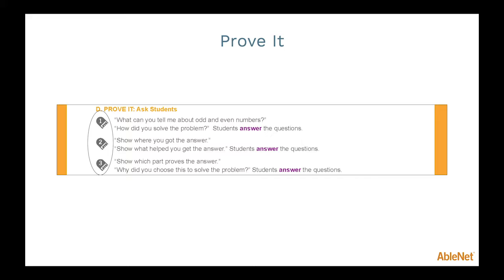At Level 2, students show where they got the answer and also show what helped them get to the answer. And at Level 3, students show what part proves the answer and why. They will also answer the question, "Why did you choose this to solve the problem?" This challenges students to think critically about their own problem-solving process.